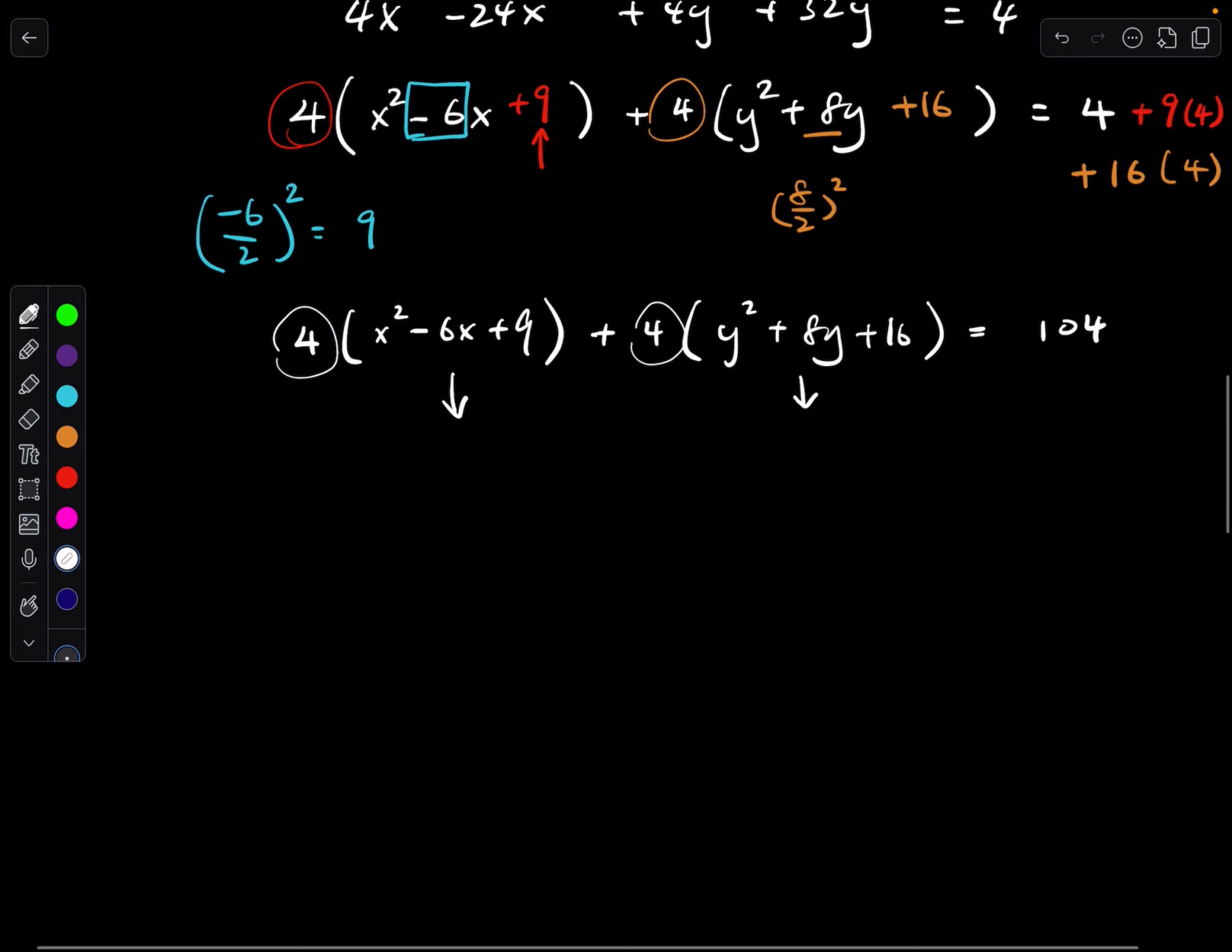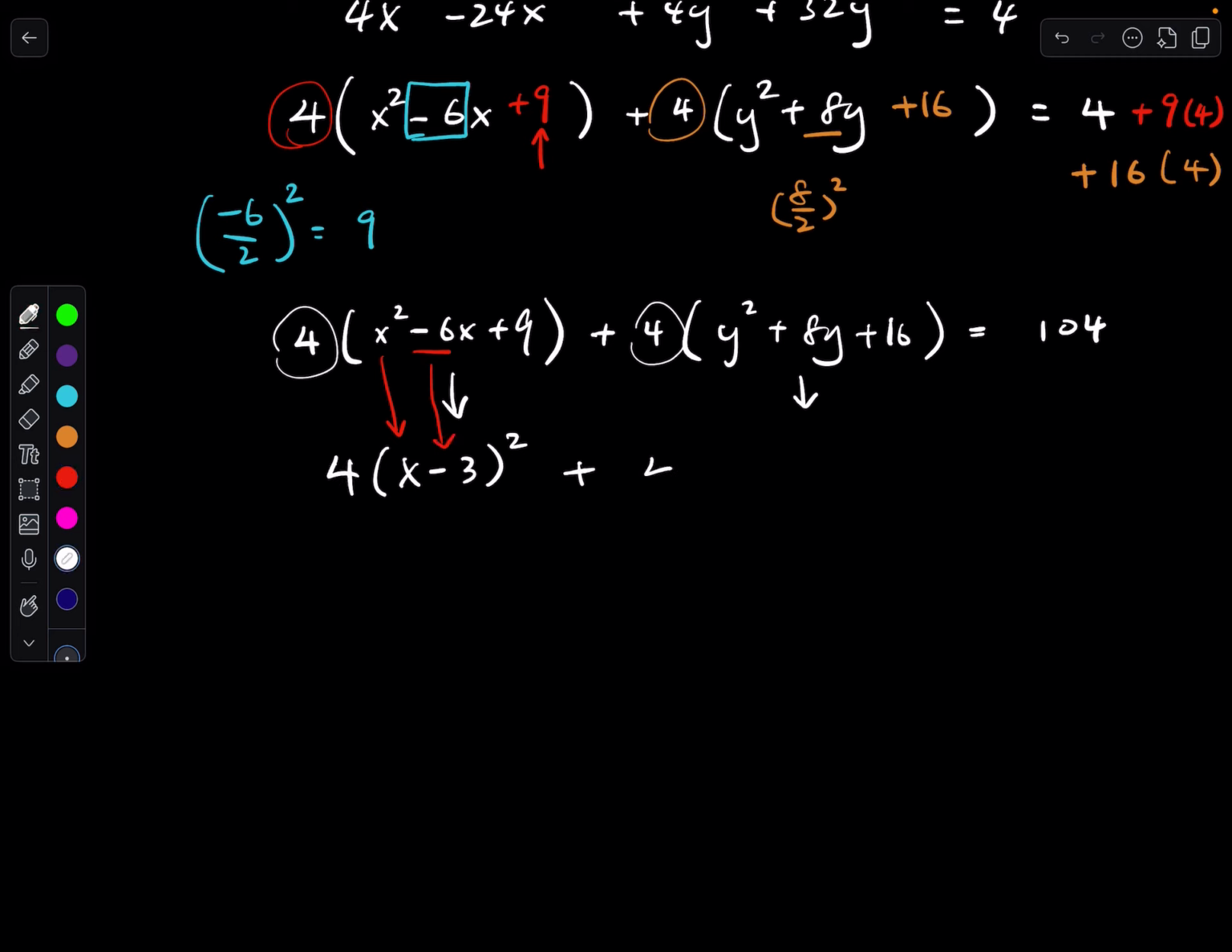So this is going to be (x minus 3) squared. How do we get that? Well, you just take half of whatever is in front of x, and you'll be able to complete the square. Plus 4 times (y plus 4) squared. Again, half of the front number gives you 4. So, you have parentheses squared equals 104.